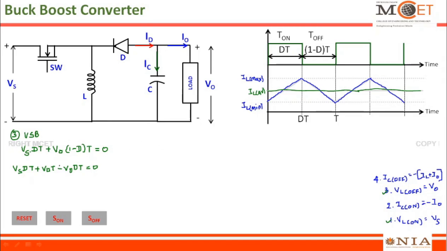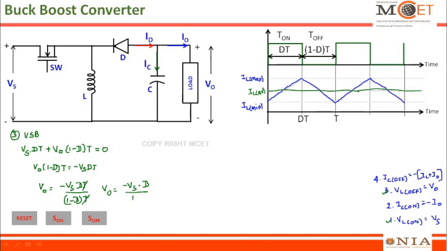So for further simplification, I think this step itself is not required. Directly from this expression, I can write V0 into (1 minus D) into T is equal to minus Vs into DT. So from this, I will get V0 is equal to minus Vs into DT whole divided by (1 minus D) into T. This T and this T will get cancelled out, leaving V0 is equal to minus Vs into D whole divided by 1 minus D.